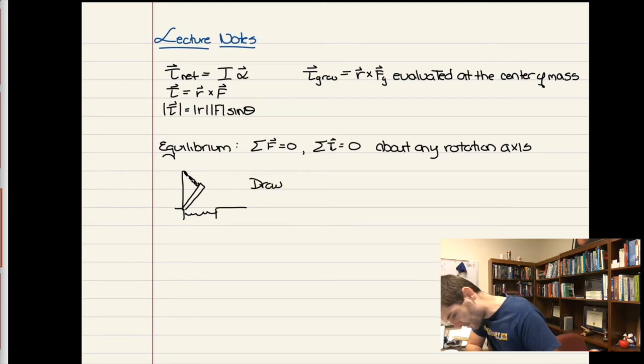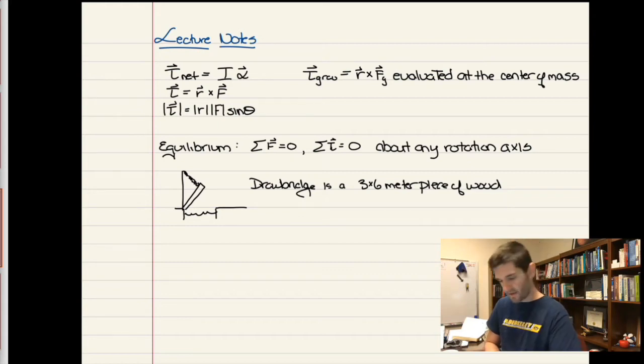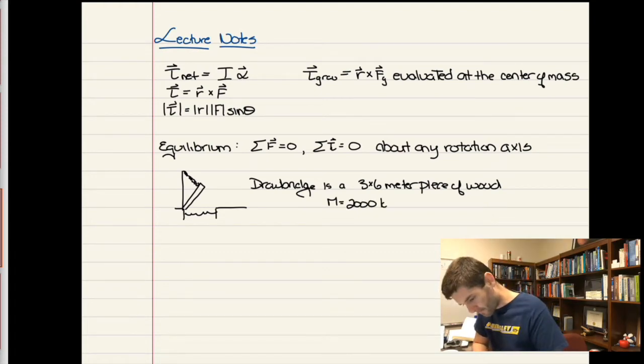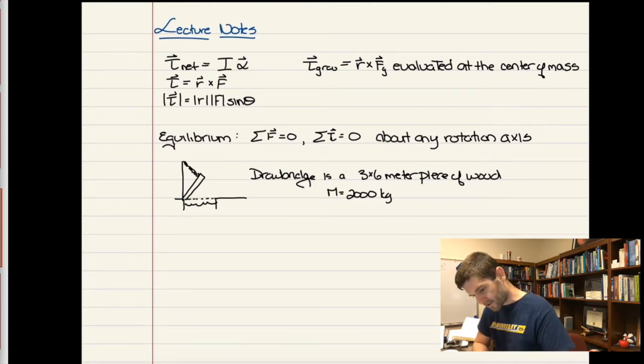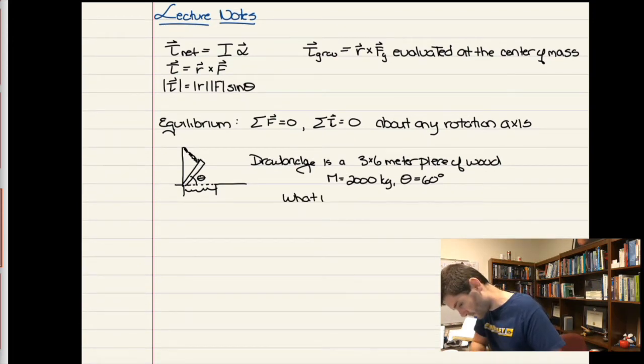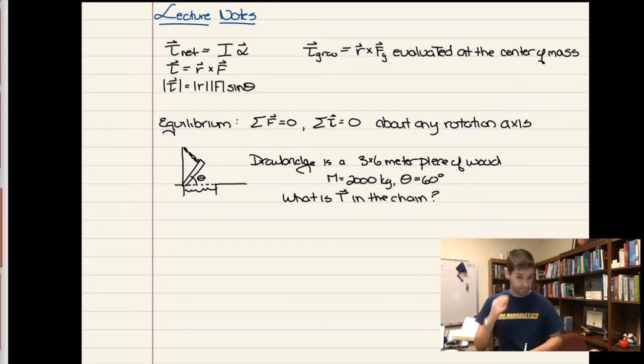Suppose the drawbridge is a 3 by 6 meter piece of wood with a mass of 2,000 kilograms and is currently lifted up such that it makes an angle of 60 degrees with the horizontal and is being held stationary by a chain. What is the tension in the chain that is holding up this drawbridge and keeping it stationary?